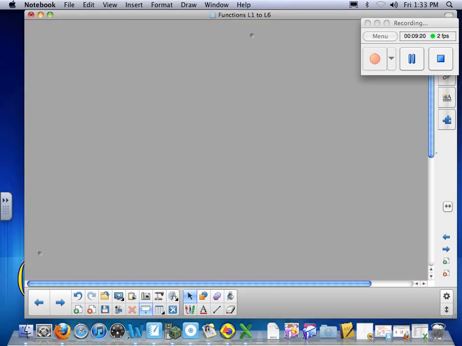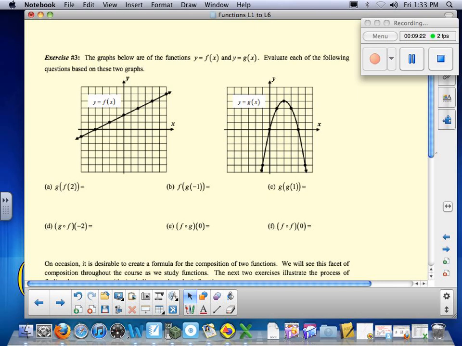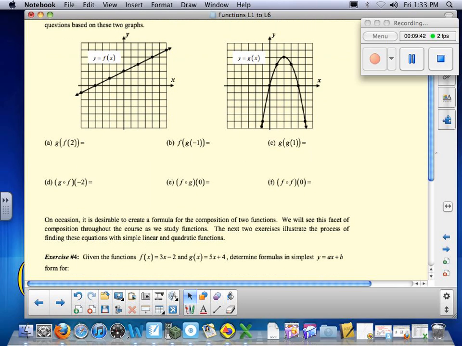To the back, we're going to do the same kind of thing, but instead of having an equation, we're going to get our information from a graph. It's very straightforward. We're given two different graphs. f of x looks like a line, and g of x looks like a parabola. We're going to use those to do some composition of functions.